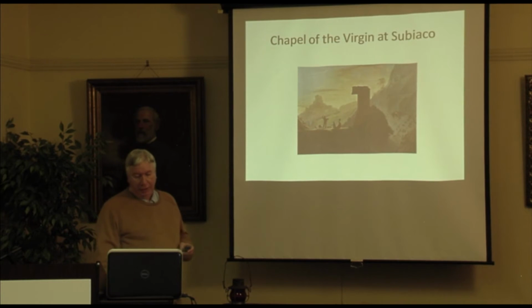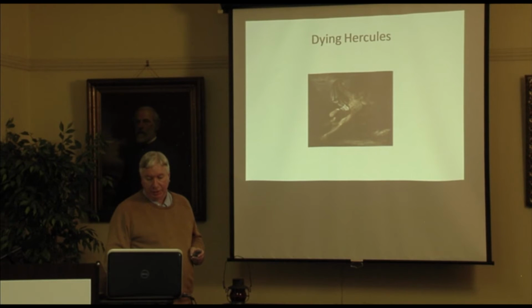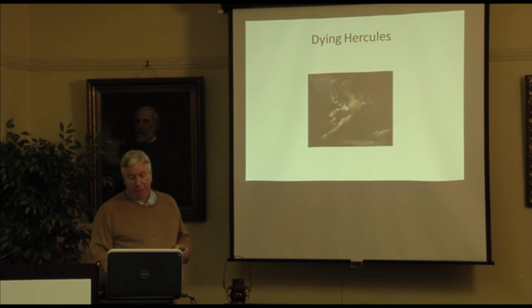He goes to Italy and does this one here, the Chapel of the Virgin at Subiaco. This really becomes an important one for him career-wise, because this is an important, critically acclaimed landscape picture that he does. It makes him quite popular in Europe. But the one that really puts him on the map is the Dying Hercules. This one, because of critical acclaim and the fame it brought him, really made Samuel Morse an important artist on a global scale, the Dying Hercules. So that was important for his career.